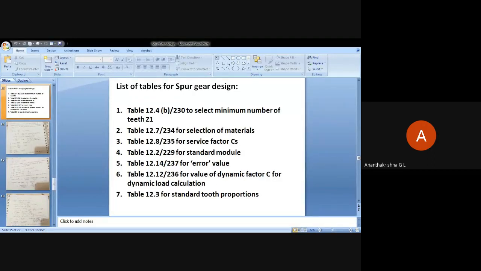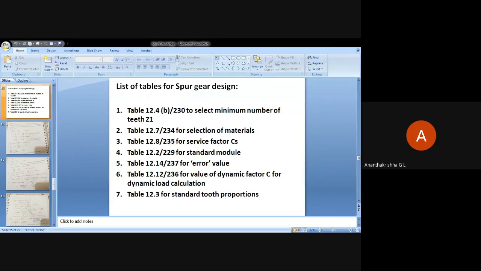Now if it is cast iron and cast iron 14.5 degree and error is 0.08, what is the value of C? Next person please. 441.7. So you got how to get the value of C. Now you take the value of C based on the error from the table.